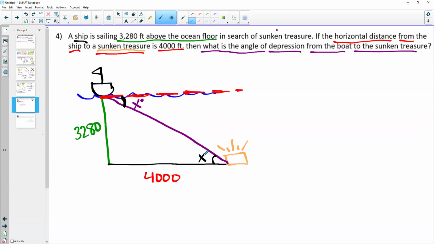So this would be the same thing as x right here. And this is how we can start to fill in the gaps in our triangle. Now we have the angle inside the triangle, and we're going to place our right angle right here. And now what we can take a look at is just the triangle that we're working with. This angle is x that we want to find. The bottom side is 4,000, and the vertical side is 3,280.